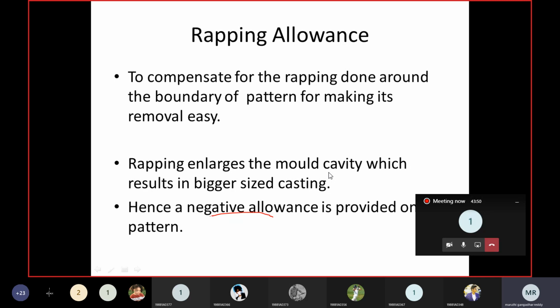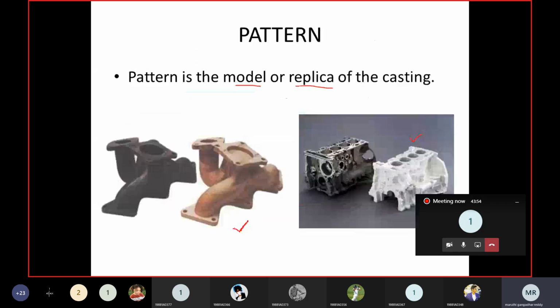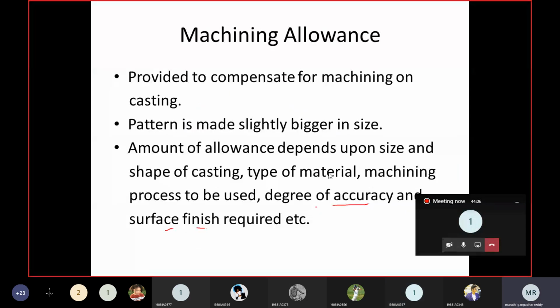So this is an important question that will be asked in your mid examination. What is called a pattern, and what is the purpose of the pattern? You make a note of it. Sir, what is wrapping allowance? So what is a wrapping allowance?